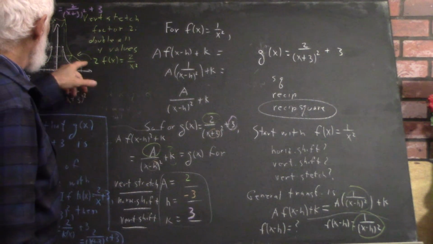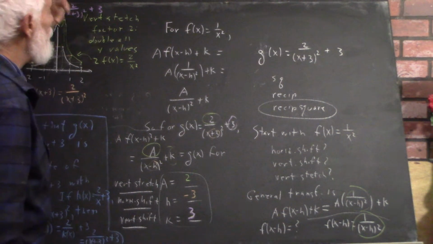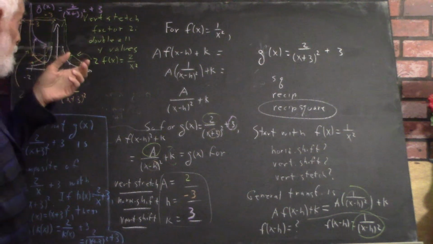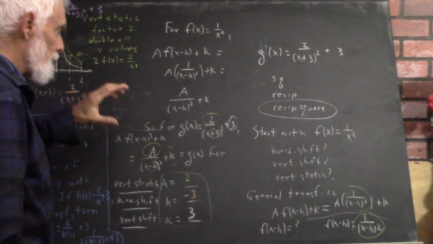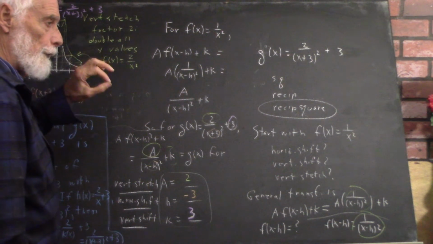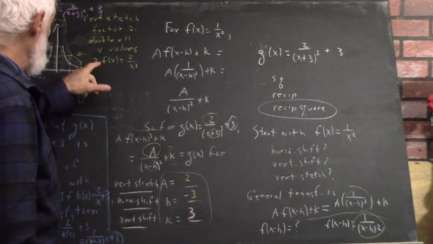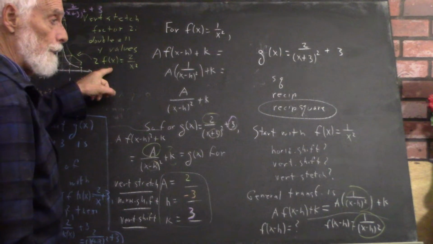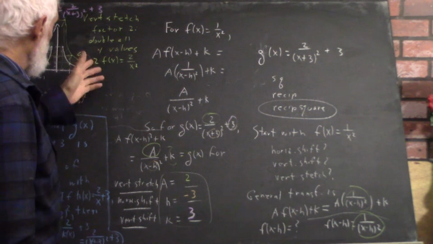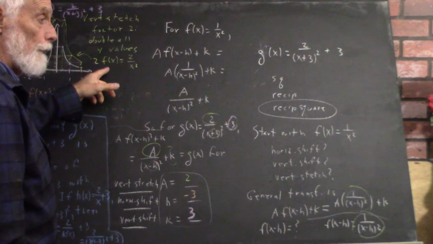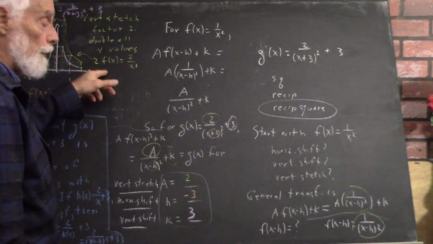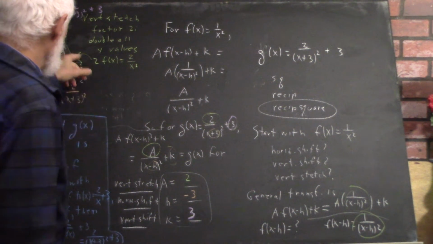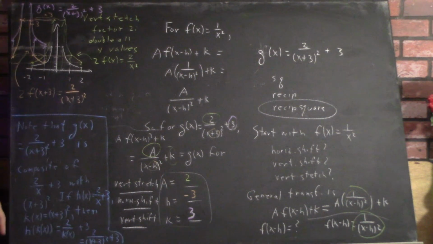And these green points represent the basic reciprocal function vertically stretched by factor 2, which would be 2 times f of x. All your y values are doubled, and f of x is a y value, so you double it. If f of x is 1 over x squared, you get 2 over x squared. So there's your 2 over x squared function.